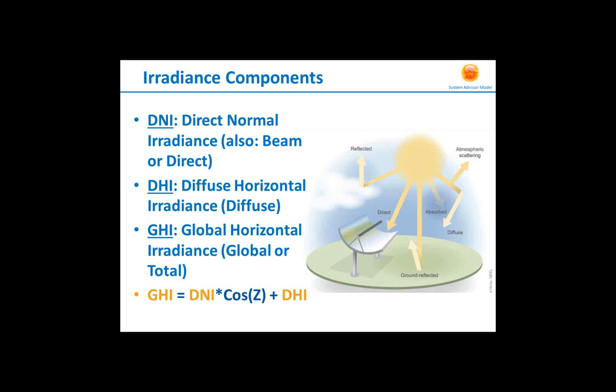But they are related by a single equation, shown here, namely that the projection of the direct normal irradiance onto a horizontal surface using the zenith angle of the sun, shown here by Z, summed with the diffuse horizontal irradiance are equal to the global horizontal irradiance. So these three irradiance components make up the data that you'd most likely be able to find for your project site to use in modeling.